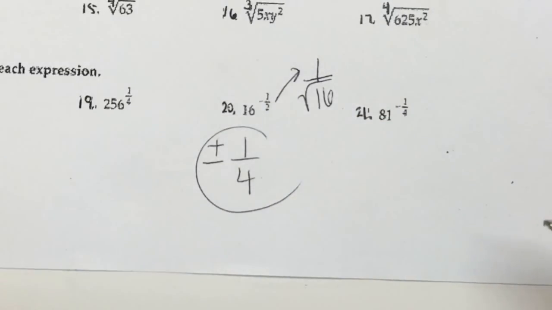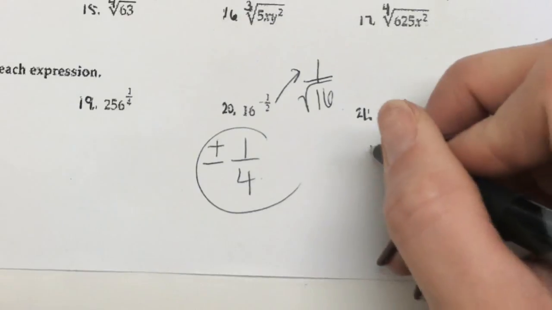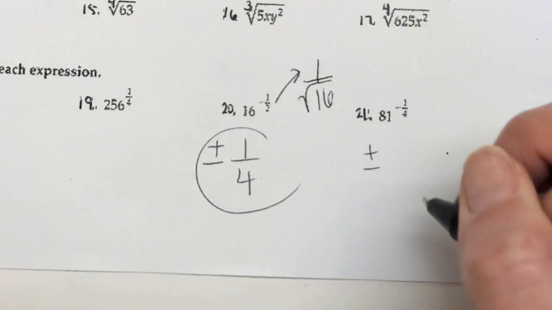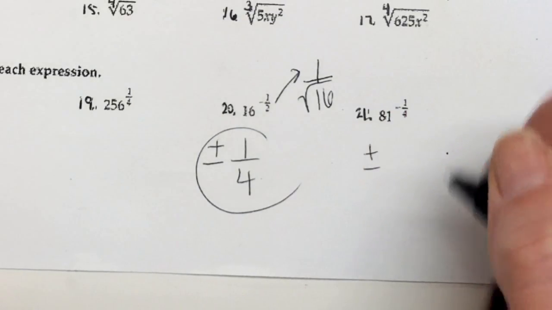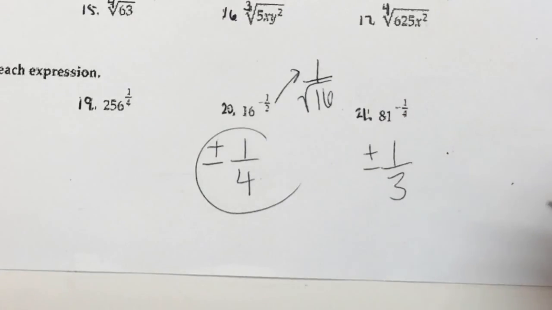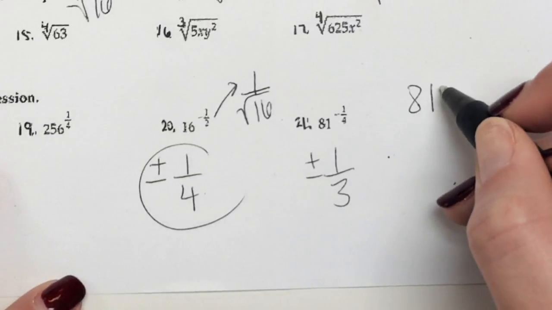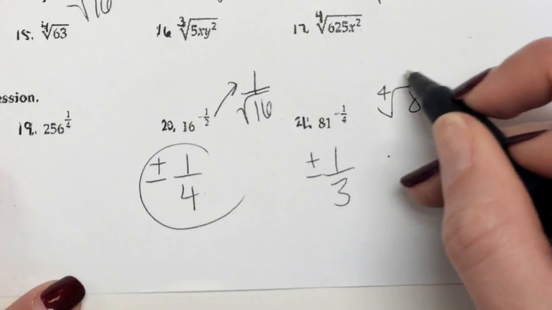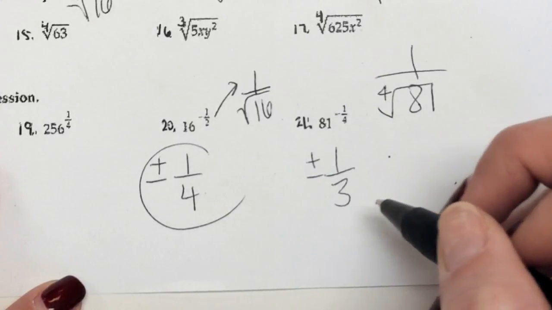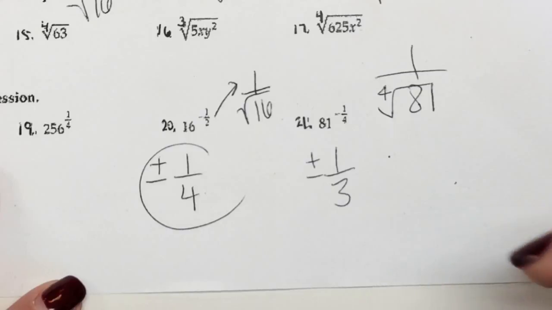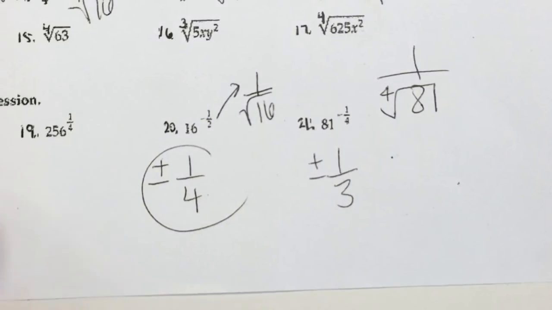And then the last one we need to fix. The last one should be plus or minus what? What's that as a fraction? Yes. So on this one, that person might have just thought it said to the 1/4. This one is to the negative 1/4, so we know we have to put it on bottom. 4th root of 81 is 3, so it's plus or minus 1/3. Everybody good with this chapter? I did do a check on it because I think y'all are good with that.